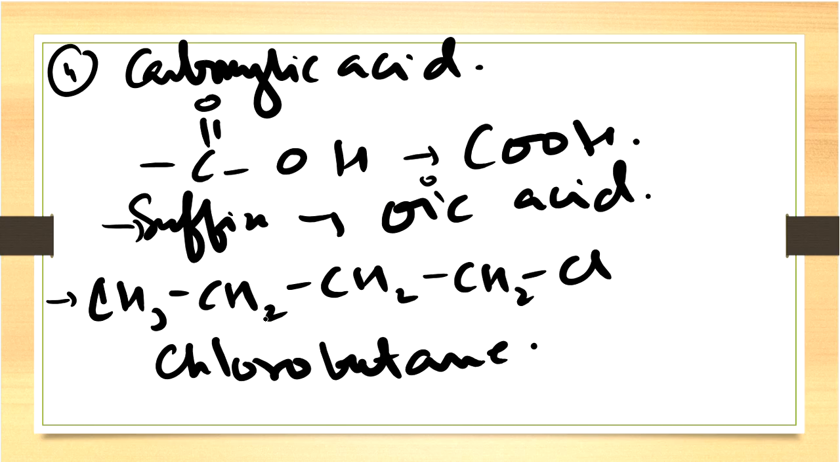Okay. So examples are CH3, CH2, CH2, CH2, Cl. Cl is present, so chloro is present. First we'll write chloro, and how many carbons are there? 1, 2, 3, 4. So but for 4 and ANE for single bond. So chlorobutane will be the IUPAC name.